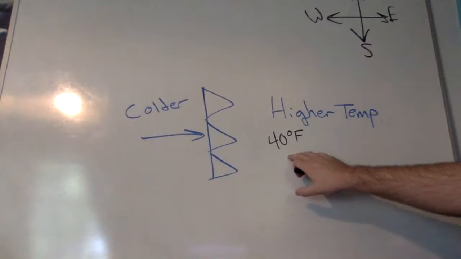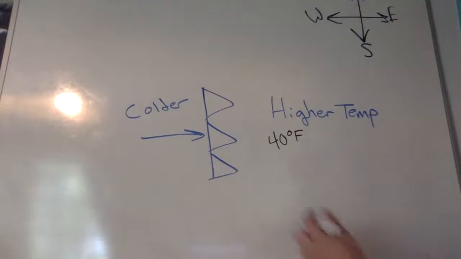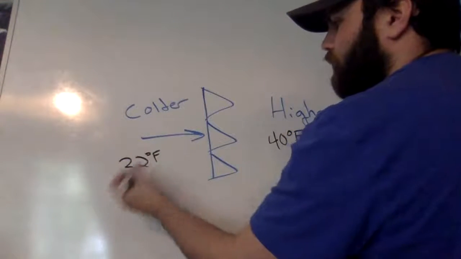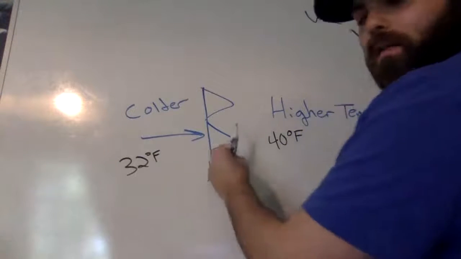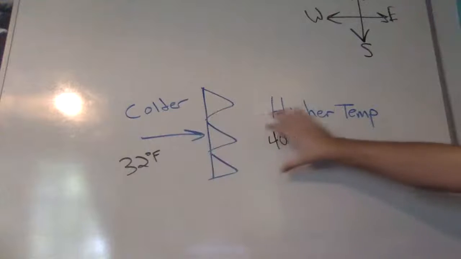You're still going to be wearing a jacket. This could be fall time. It could be still winter. But everything behind here, this could be 32 degrees Fahrenheit, which could bring in snow weather because water freezes at 32 degrees Fahrenheit. So it doesn't have to be anything different.